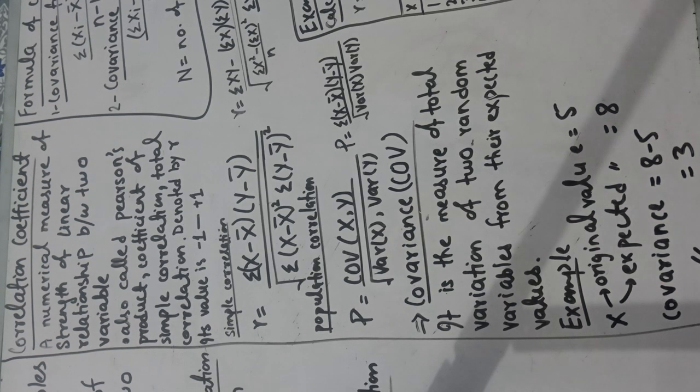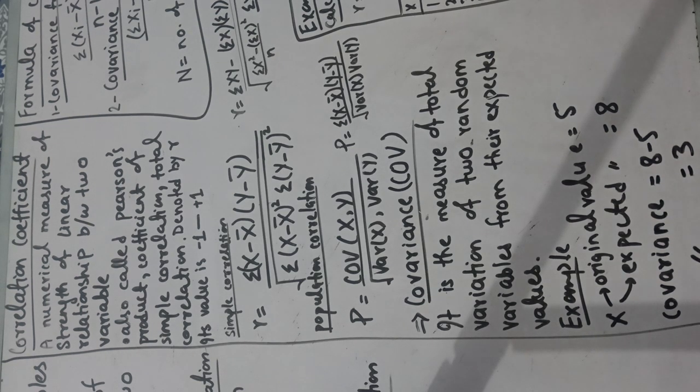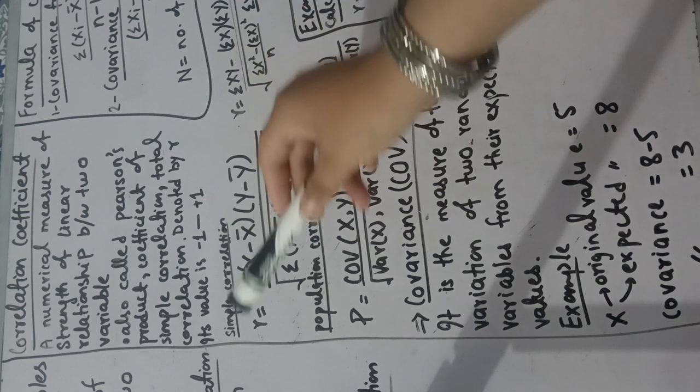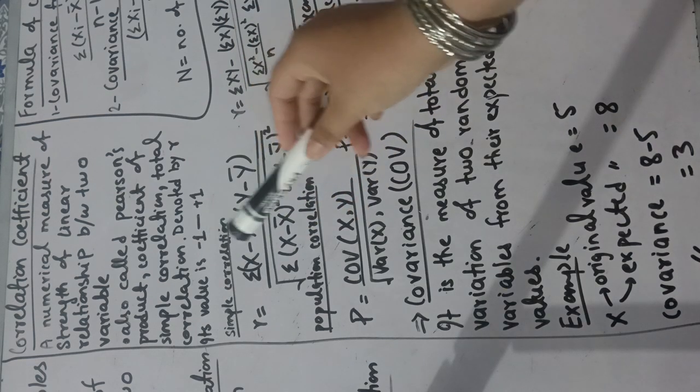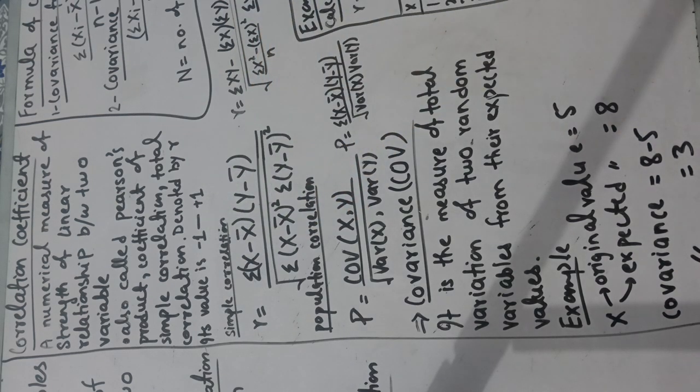So how is it denoted? It is denoted by the small r, and its value is always between -1 and +1. So the correlation coefficient answer would be between -1, 0 or +1. If the value comes above or below this range, it means your answer is wrong.